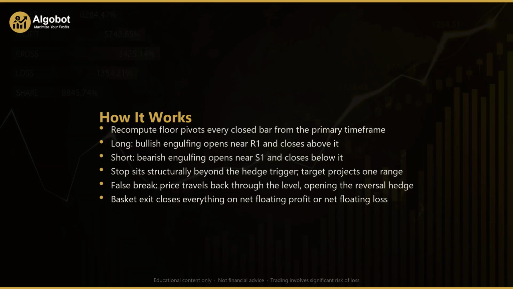The short side is the exact mirror. The strategy looks for a bearish engulfing candle that opens at or above support S1 and closes decisively below it. That is read as support breaking with momentum, and it opens a short position.